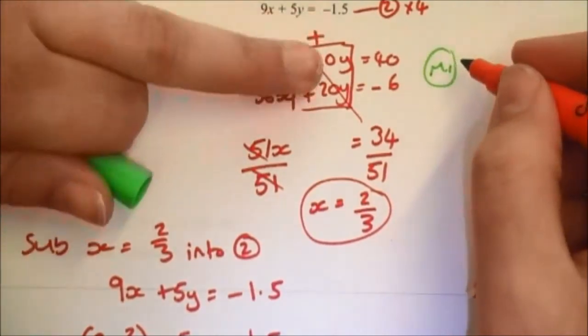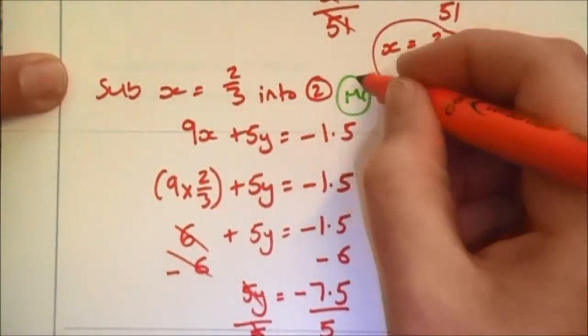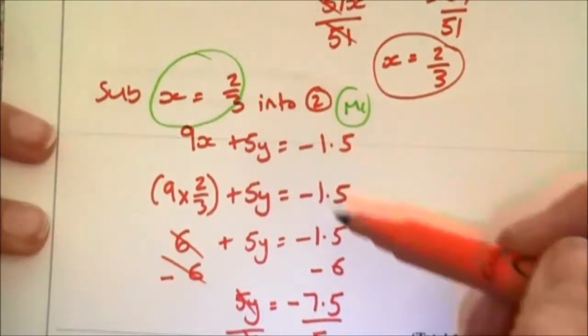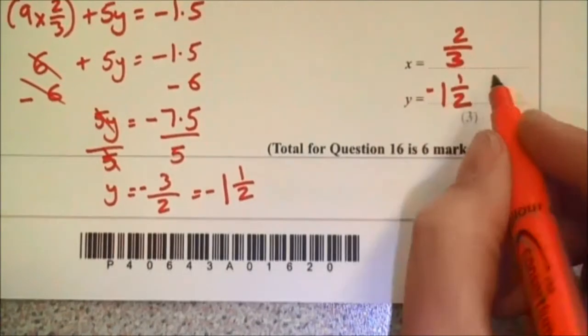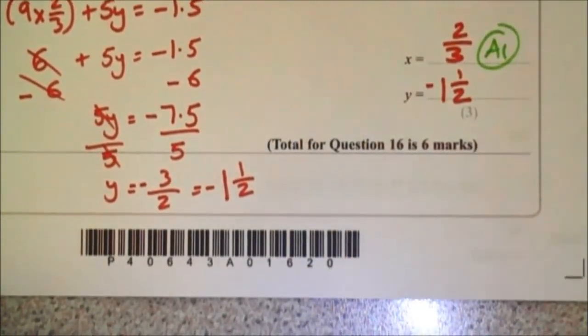And this was only a 3-mark question, so you get 1 mark up here for showing that you can eliminate either the x's or the y's. You then get the 2nd mark for showing that you're substituting your found value into one of the original equations, and you get an answer mark for getting the final answer correct.